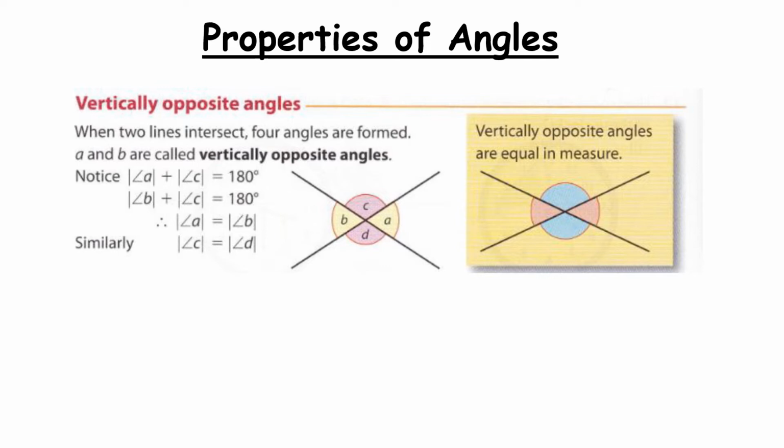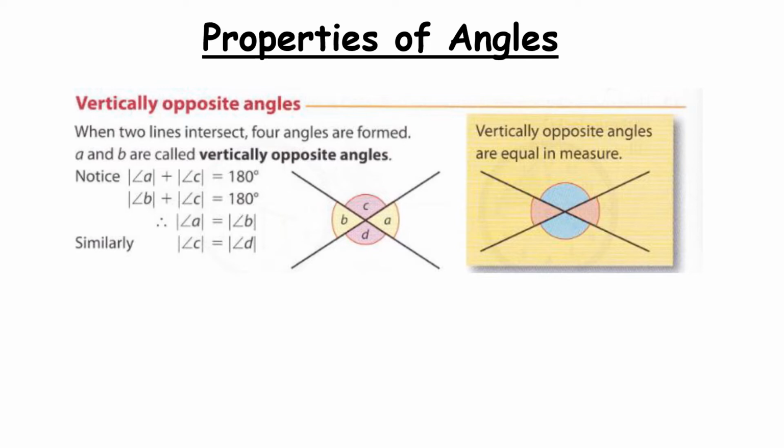They say, well, A and C is a straight line, so they're 180, and B and C are a straight line, so they're also 180. So when we add all that together, we can basically say, well, if B and C are 180 and A and C are 180, by that logic, A and B must be equal.